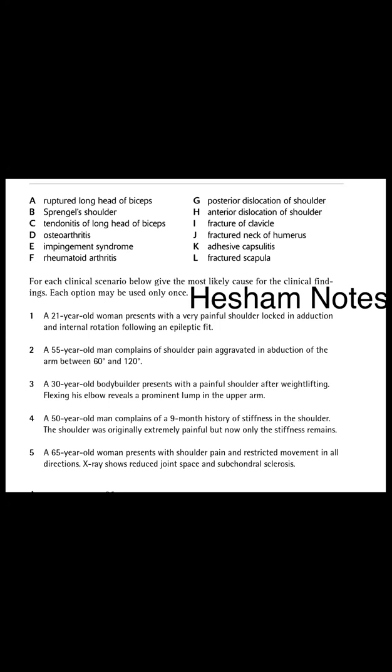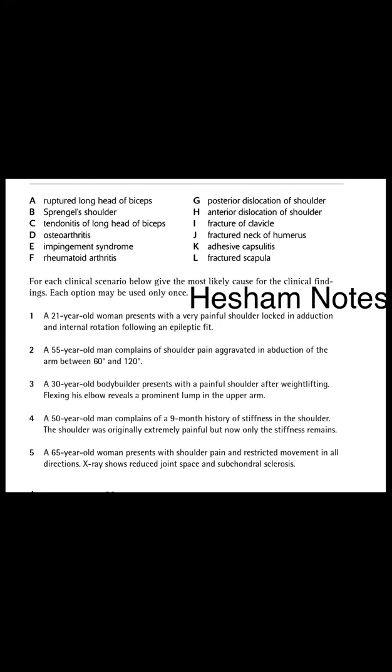Okay, keep it. There are 4 conditions. The first one, pain on initiation of abduction, this is supraspinous tendinitis. Pain from angle between 60 to 120, this is impingement syndrome or rotator cuff tendinitis. Pain more than 120 is osteoarthritis. Pain all over the movement will be adhesive capsulitis or frozen shoulder syndrome. Okay, keep it, and you can now read the questions.